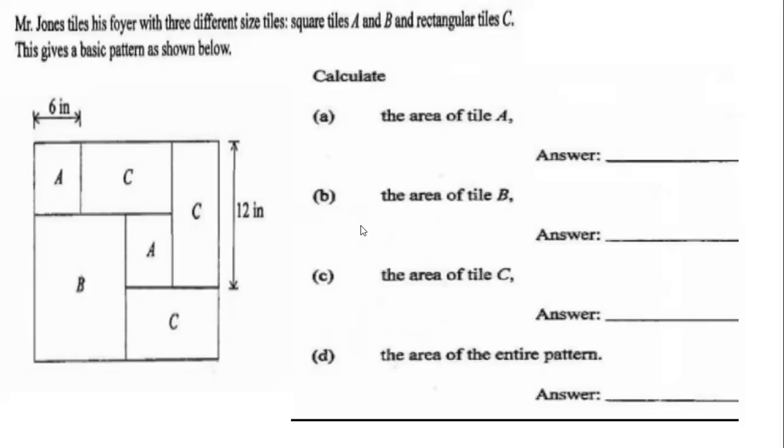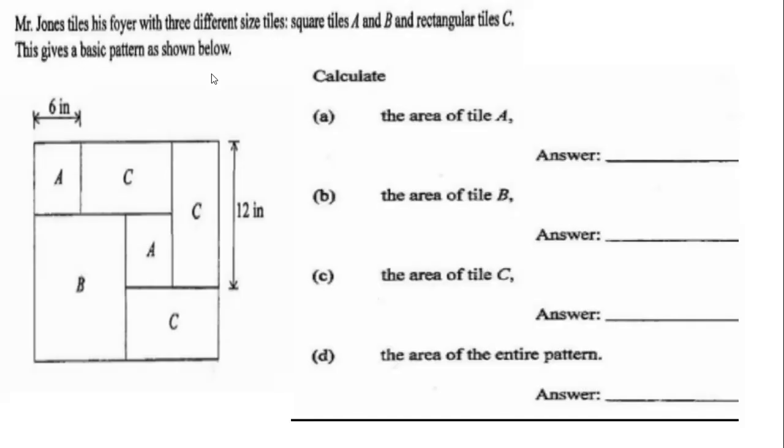Rian Sweden, can you read this question for me, please? Everyone should be writing this. I'm going to give you all a chance to write it and just work it out, so I'm going to get some readers to read. Go ahead, Rian. Miss Jones tiles her foyer with 3 different size tiles, square tiles A and B and rectangular tile C. This gives a basic pattern as shown below. Very good.